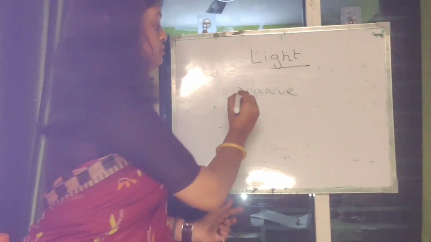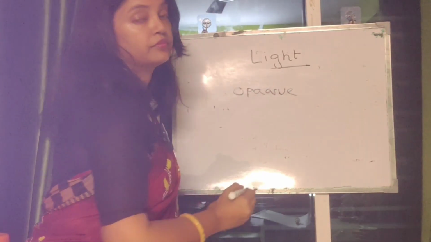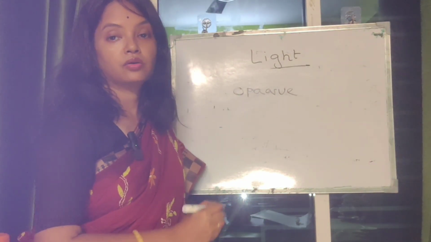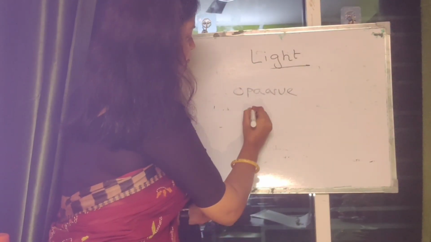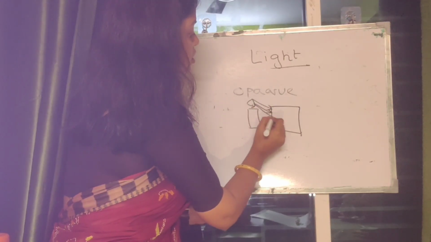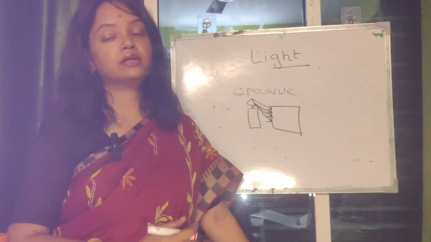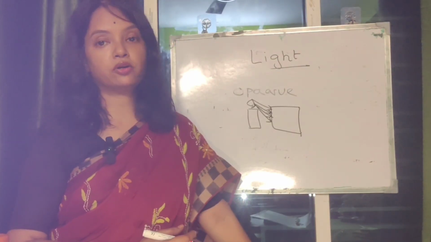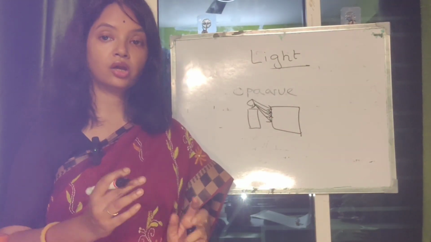Opaque object. Whenever the object does not allow any light ray to pass through it, then the object is said to be an opaque object. It does not pass any light rays to this portion. So these are opaque objects.